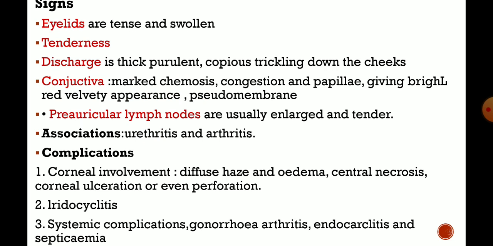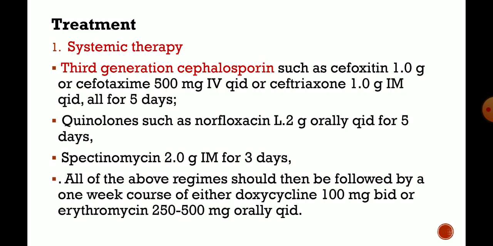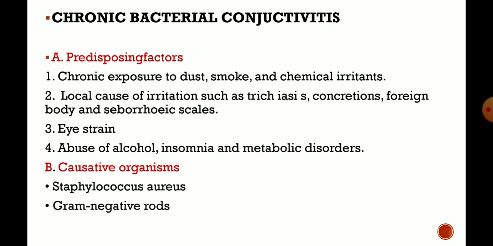The peculiarity is gonococci mostly cause urethritis, arthritis, like that. From the genitals, maybe your hands are contaminated and you put them into your eyes so your eyes get infected. The complication is that it can cause corneal involvement, corneal ulceration, perforation, and iridocyclitis. Okay, this is the picture. Treatment is the same: antibiotics, atropine, irrigation. Treat your partner because it is genital to eyes.